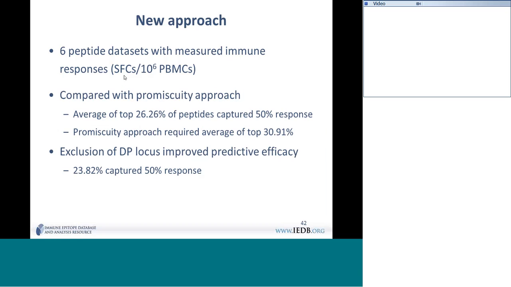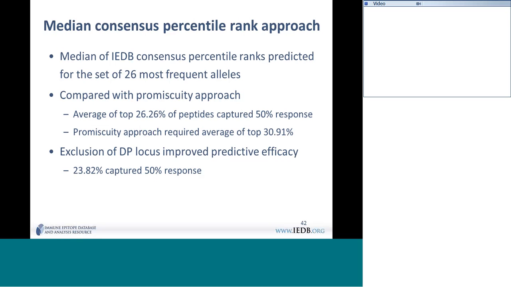What we did is we tried to find the percentage of peptides needed to capture 50% of the immune response. Using each data set, we found the half of the immune response, and we estimated what percentage of peptides we needed to capture half of the total response. We compared different approaches, for example, median with a certain set of alleles, the alleles expressed in the donor population, the global set of most frequent alleles, arithmetic mean, and median. We compared these with the promiscuity approach, and we found that the median consensus percentile approach is the best method.